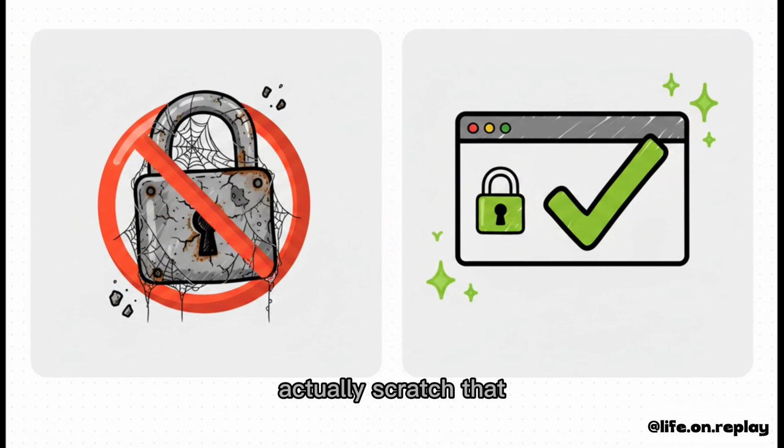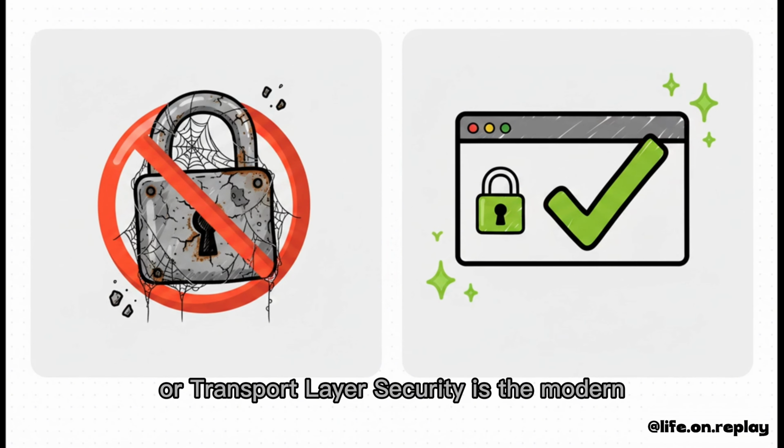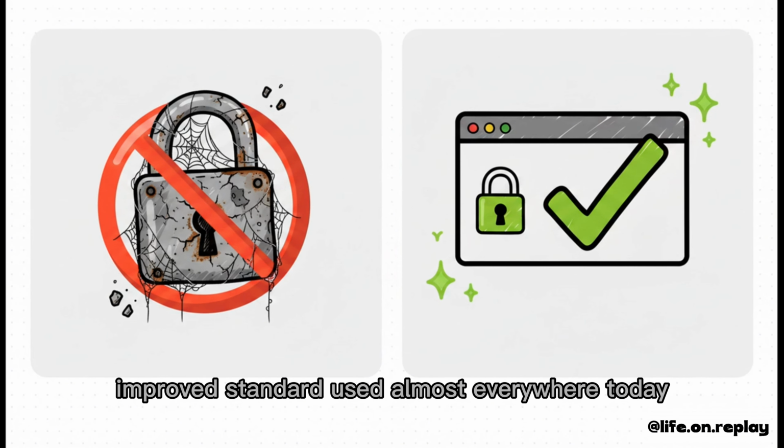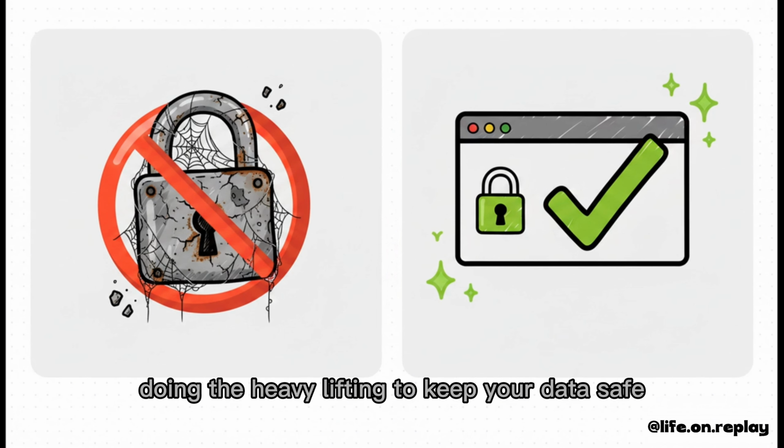Actually, scratch that. SSL is a totally outdated protocol. It's less secure, and it has known vulnerabilities. TLS, or Transport Layer Security, is the modern, improved standard used almost everywhere today. So when you see HTTPS in your browser, that's TLS doing the heavy lifting to keep your data safe.